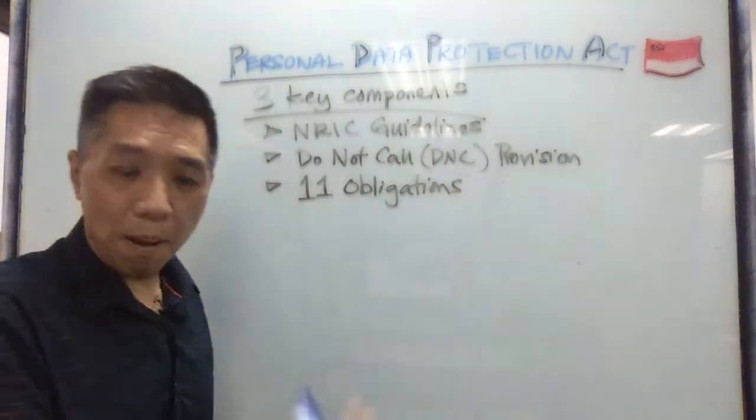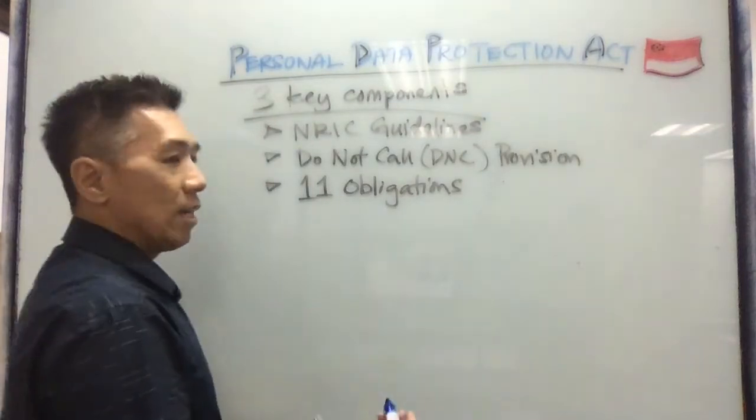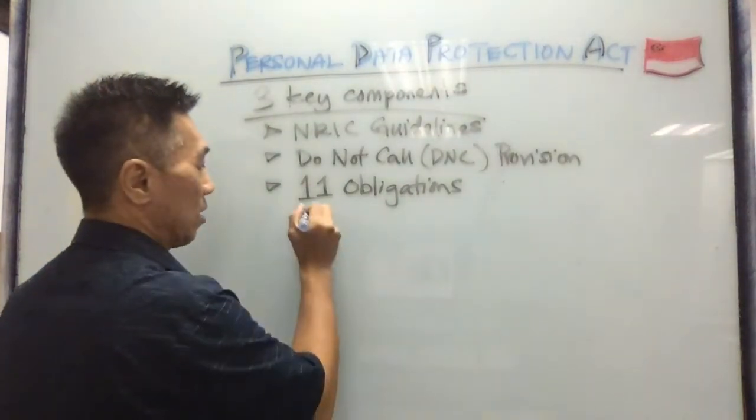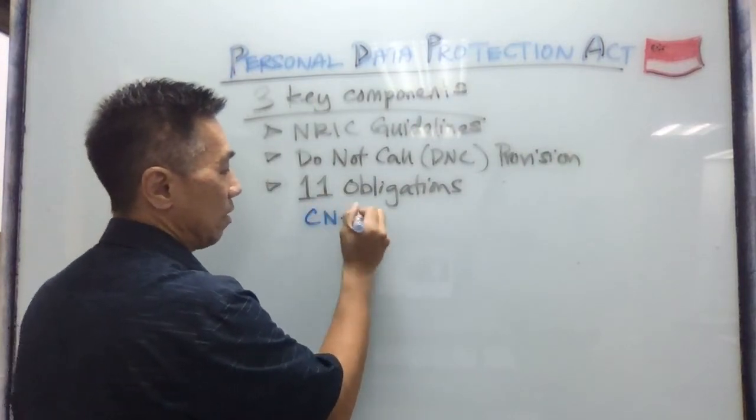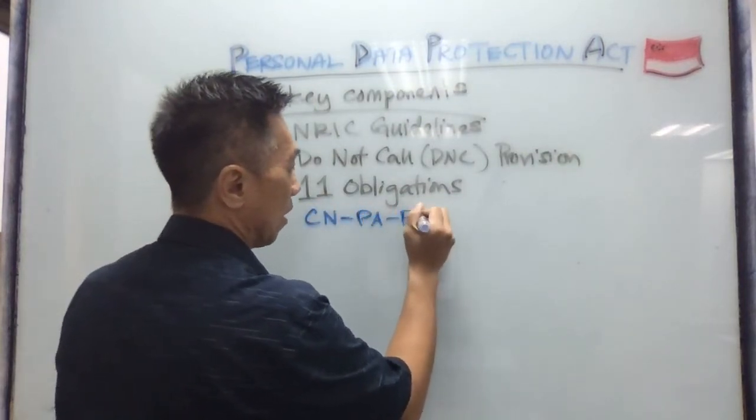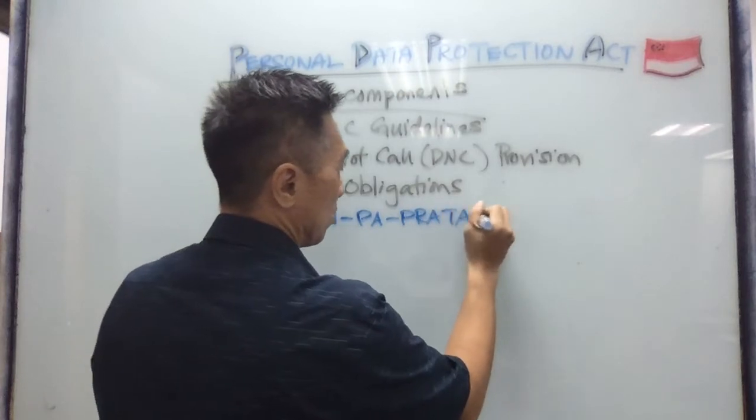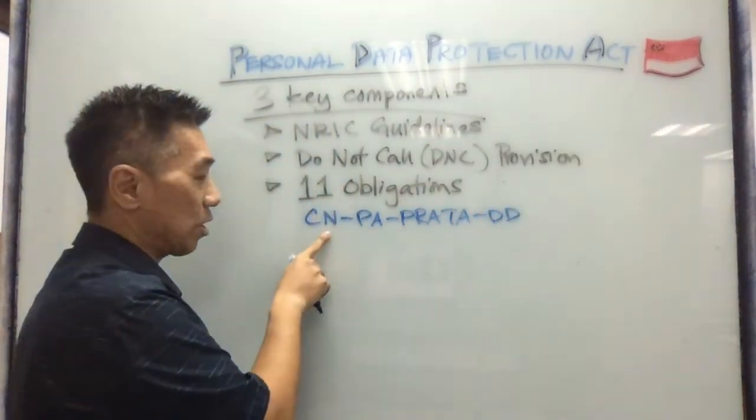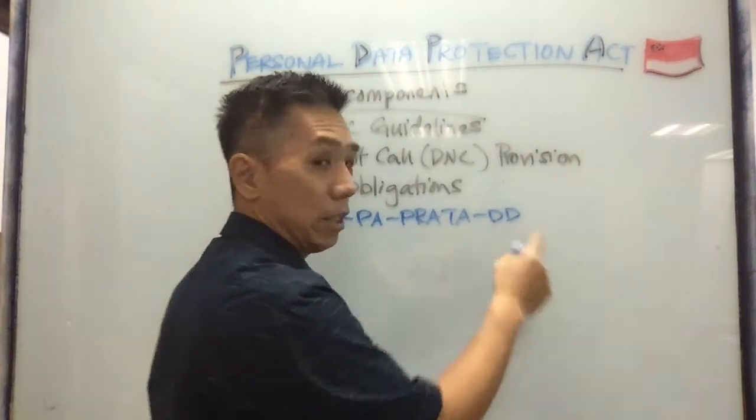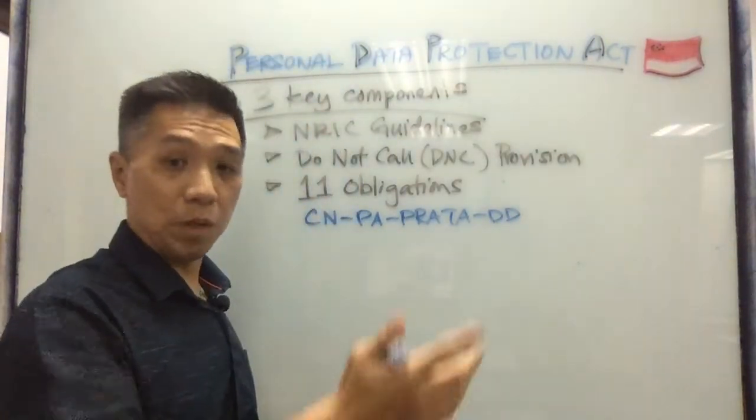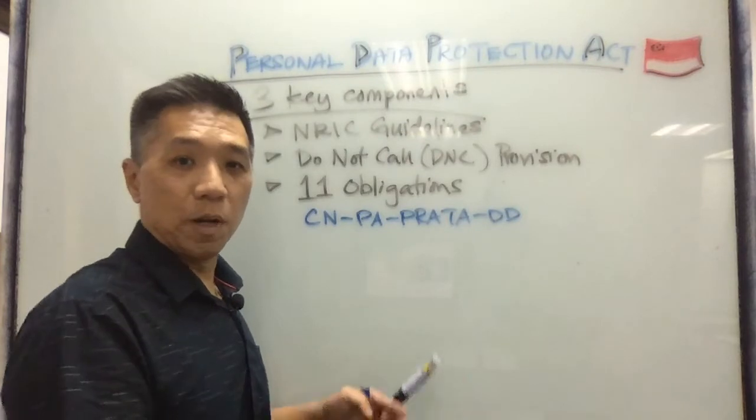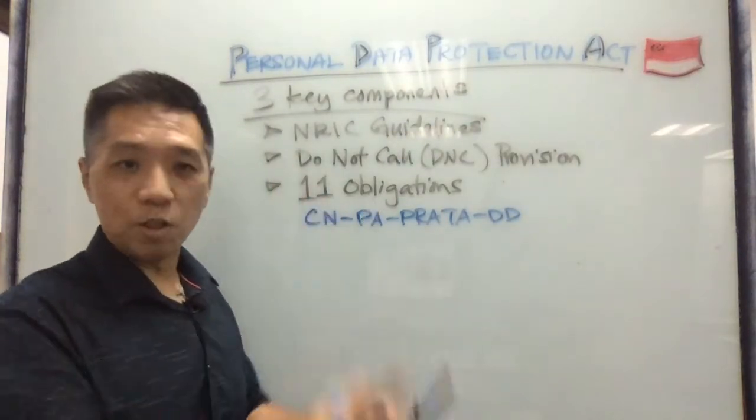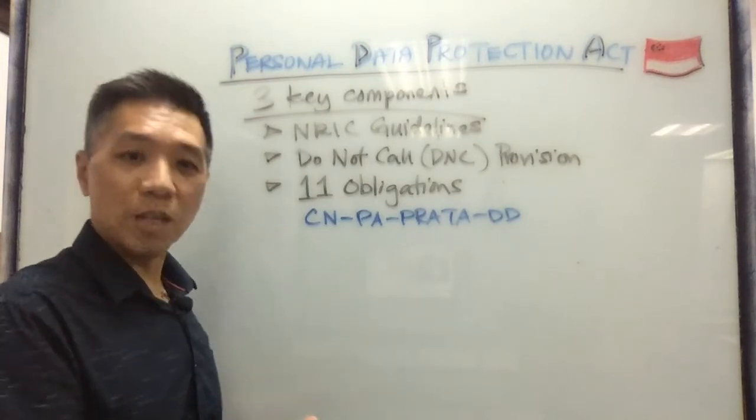And the way to remember these 11 obligations is through a very simple abbreviation that I created together with my team, and it is short form as CNPA Prata, and of course DD. So in other words, it's my father, Pa, go China, eat prata for dinner and dance. So if you remember CNPA Prata, you can remember very quickly the 11 obligations of PDPA. You may click on the video above to find out more about CNPA Prata.